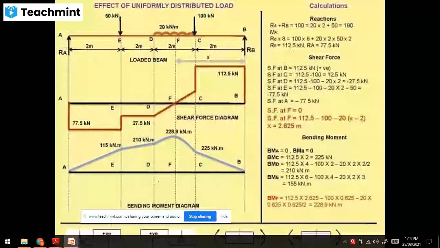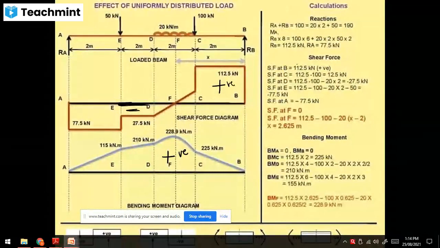Yes, is it over? Is it understood? Try to draw the shear force and bending moment diagram. The value you calculated: if it is negative, it will be below the line, and if positive, above the line. So 112.5 at B, so it goes up. Then there is no load between B and C. Here your RB is up, 112.5, positive, so it comes above.